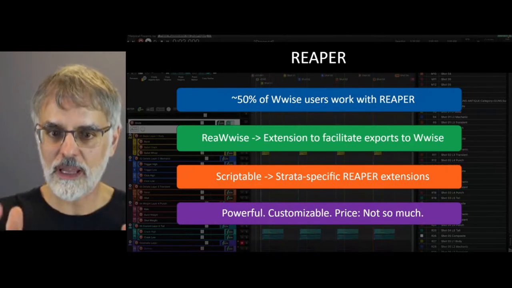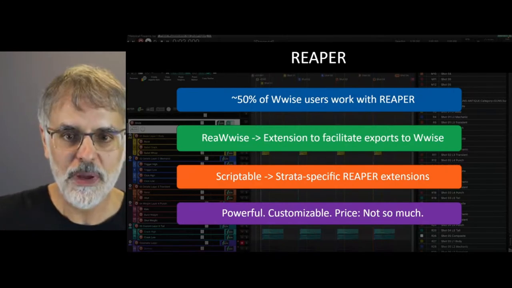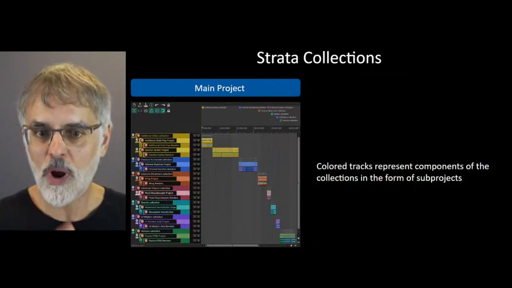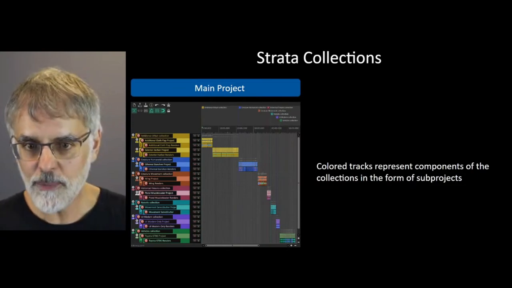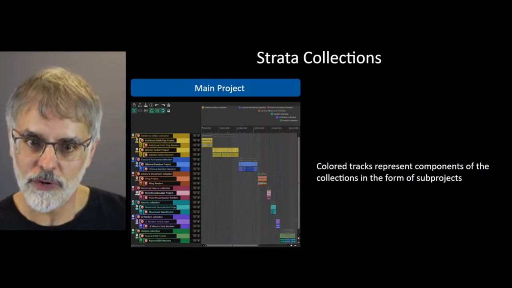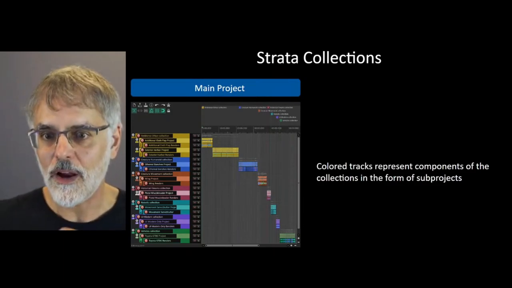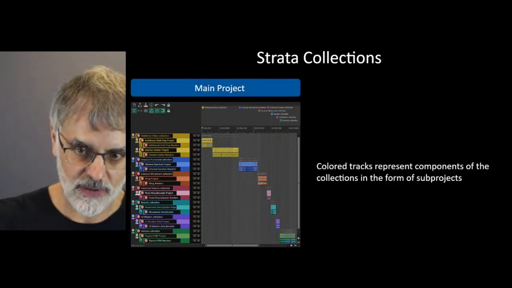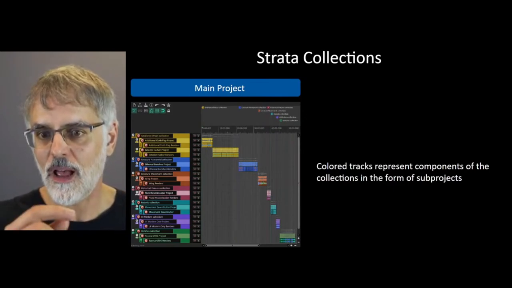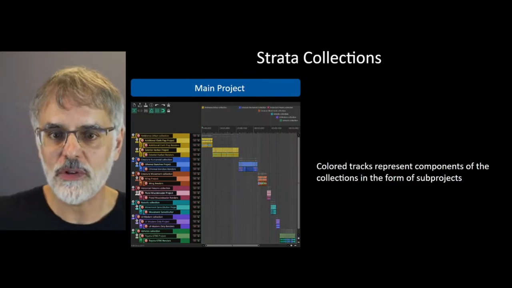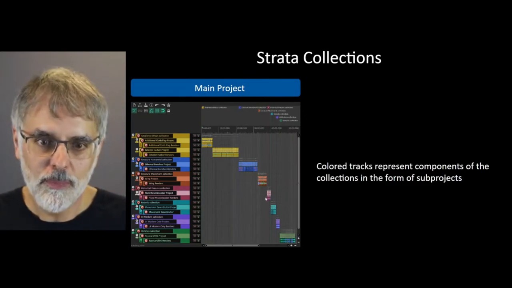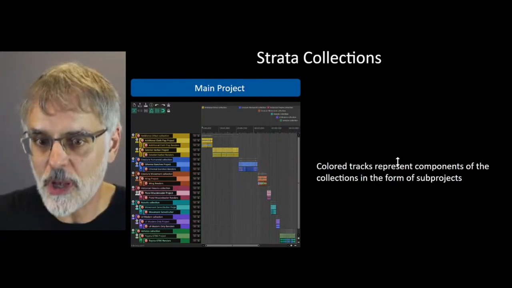When we pick one collection, the way it's made, it starts with what we call a main project. The main project is a Reaper project, and you see here all the color-coded tracks. They are all components of that collection. In the Reaper vocabulary, what you're seeing here are just other Reaper projects that are called sub-projects.